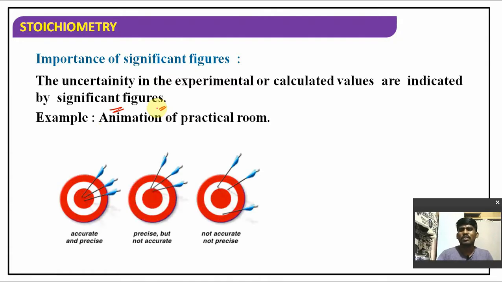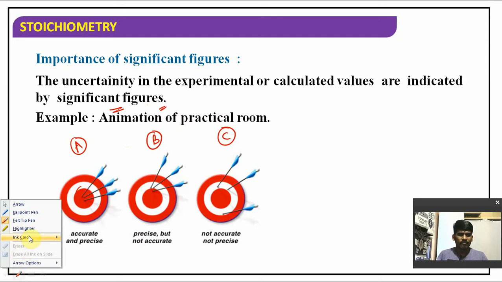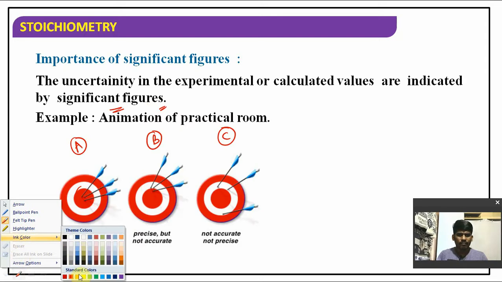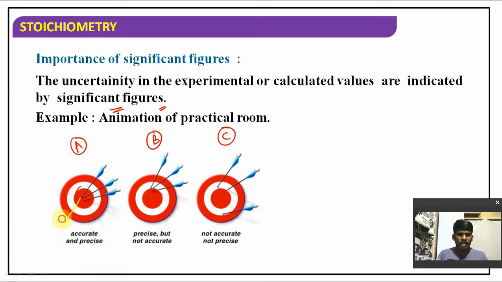Suppose there is an animation from the practical room, in which an archer is throwing arrows onto a target. Suppose person A is throwing arrows, and also person B and person C. See, who is accurate here? Actually, it is the goal, this part marked in red. No, I'll change the color. Just give me some time. This is the target, right?